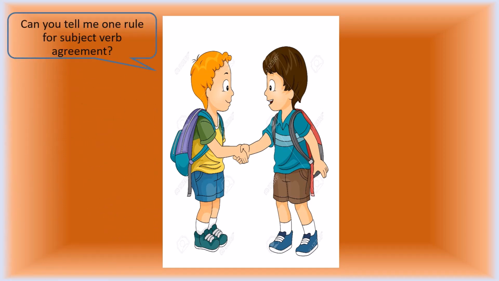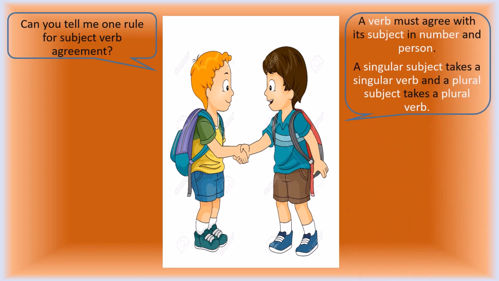So subject was asking verb, can you tell me one rule for subject-verb agreement? Yeah, a verb must agree with its subject in number and person. A singular subject takes a singular verb and a plural subject takes a plural verb. So my dear students, the first rule for subject-verb agreement is that a verb must agree with its subject in number and person. A singular subject takes a singular verb and a plural subject takes a plural verb.